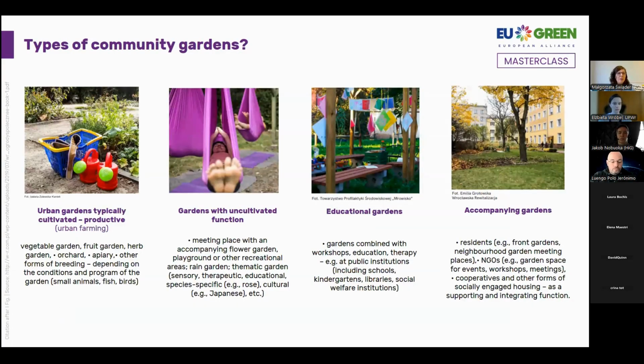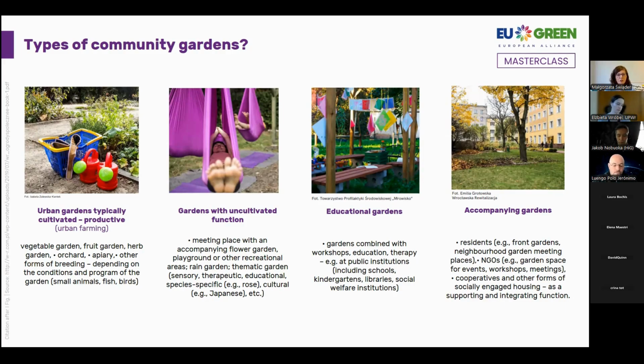So what are the types of community gardens? For sure, the main basic that came to our mind when we were thinking about community gardens are urban gardens that are typically cultivated, so productive, sometimes on a bigger scale connected with urban farming. So not only the vegetable garden is appearing here, not only fruits, herbs, and so on, not only an apiary, but also some forms of animals like fish or birds.